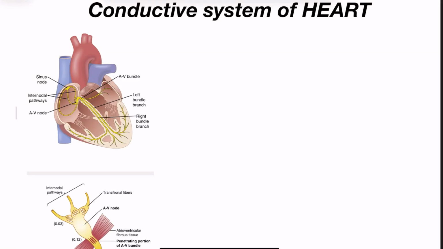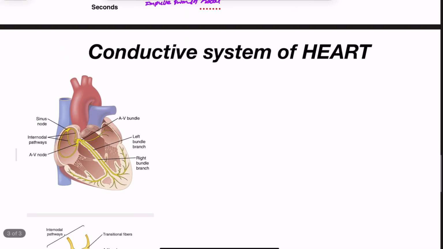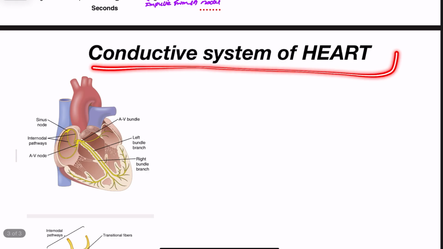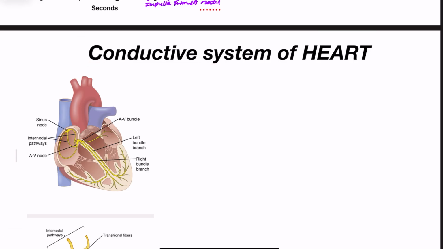Hi everyone. Today we are going to understand the conductive system of the heart. In the previous video we already understood how the impulse is generated in the SA node and why the impulse is generated only in the SA node and not in other myocytes of the heart. Now it will be the continuation of that video: how the impulse generated in the SA node travels through different pathways and finally leads to the contraction of the atria and the ventricles of the heart.